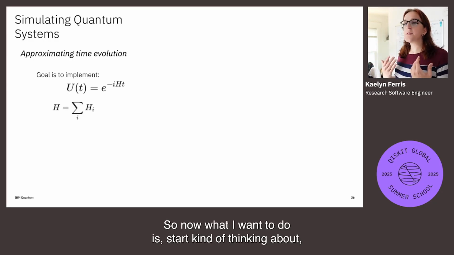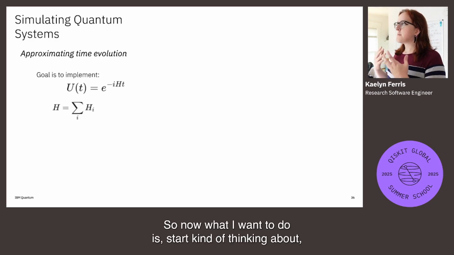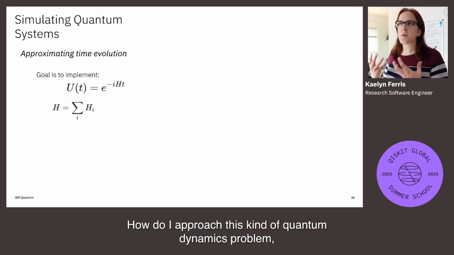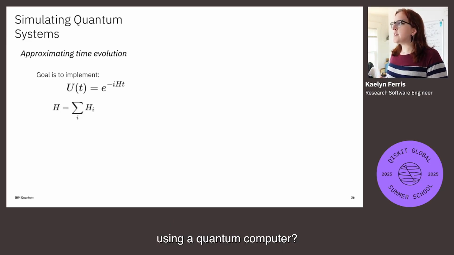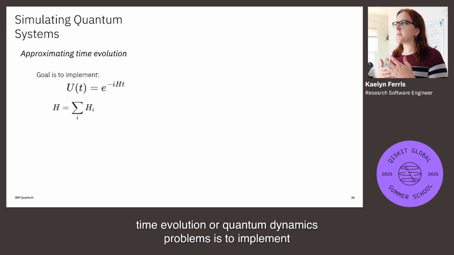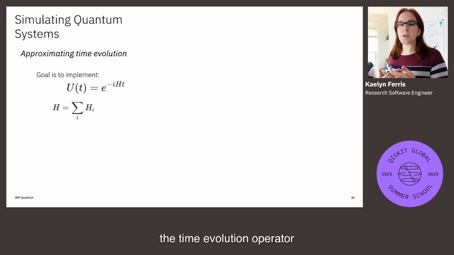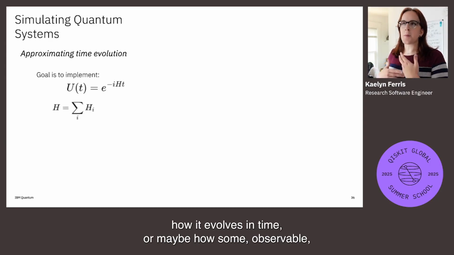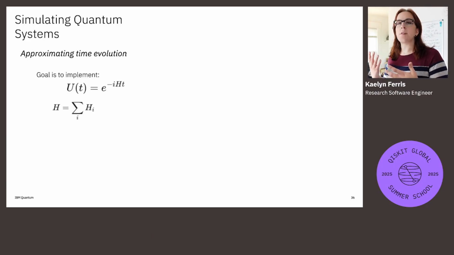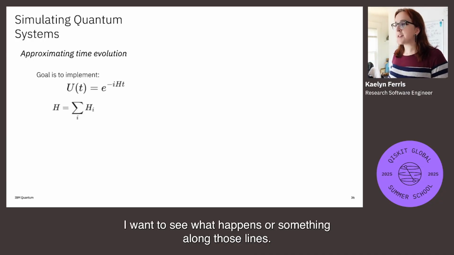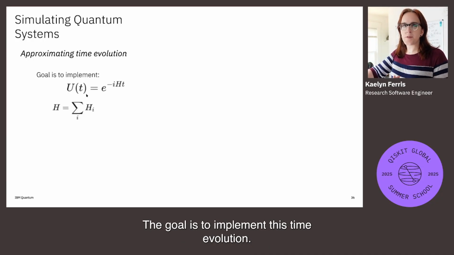Okay. So now what I want to do is start thinking about how do I evolve systems in time using quantum computers? How do I approach this kind of quantum dynamics problem using a quantum computer? Generally, what I want to do with these time evolution or quantum dynamics problems is to implement the time evolution operator so that I can apply it to some wave function and look at how it evolves in time, or maybe how some observable that I would measure in a lab evolves in time. Or I want to perturb it. I want to see what happens, or something along those lines. The goal is to implement this time evolution operator.